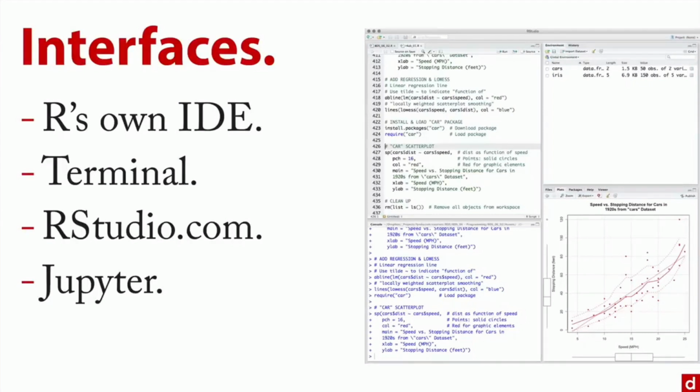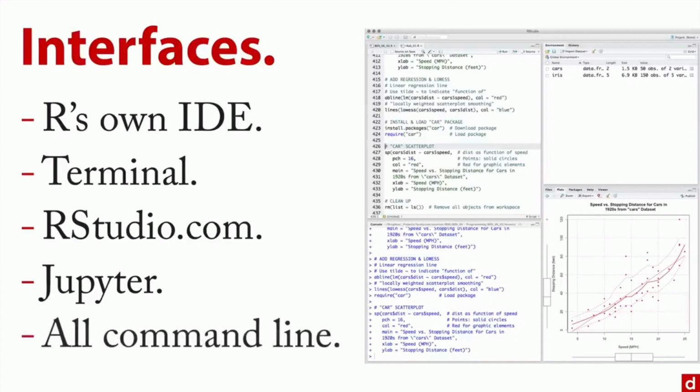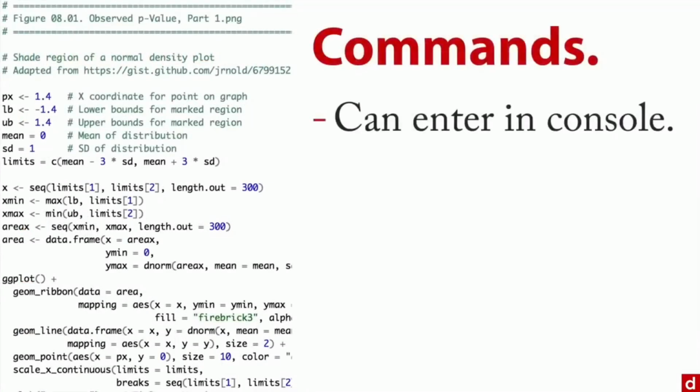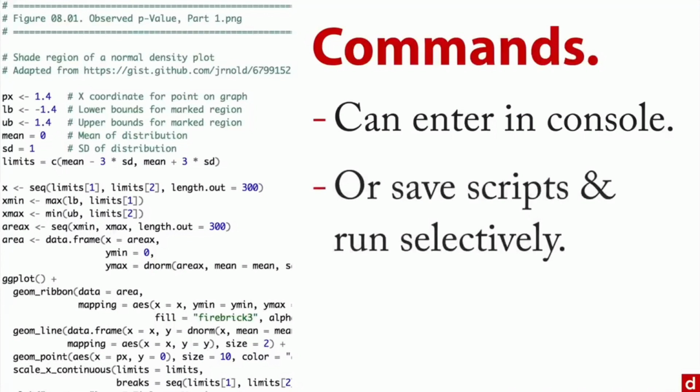But no matter what interface you use, with R's command line you are typing lines of code in order to get the commands. Some people get really scared about that, but really there are some advantages to that in terms of the replicability and really the accessibility, the transparency of your commands. So for instance, here's a short example of some commands in R. You can enter them into what's called the console, just one line at a time. That's called an interactive way. Or you can save scripts and run bits and pieces of them selectively. That makes your life a lot easier.